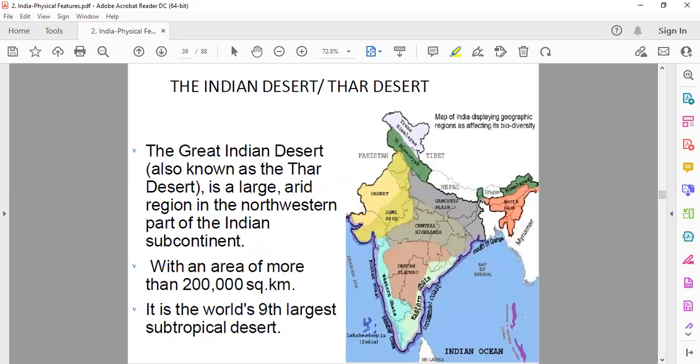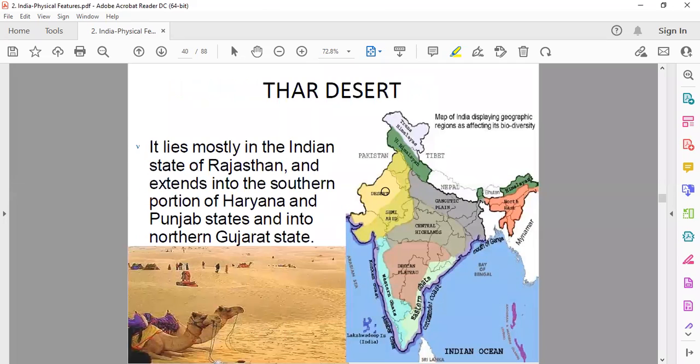Third, desert. Read. The Indian desert, Thar Desert. The Great Indian Desert, also known as the Thar Desert, is a large arid region in the northwestern part of the Indian subcontinent, with an area of more than 200,000 square kilometers. It is the world's 9th largest subtropical desert. Clear? Yes, sir. This question can come to you. Next, read.